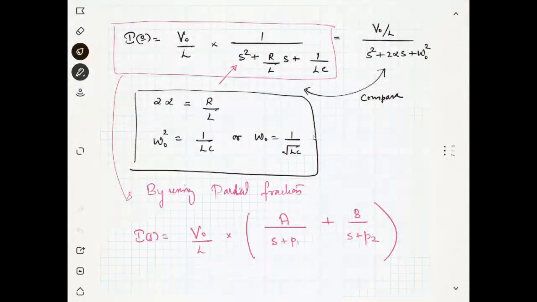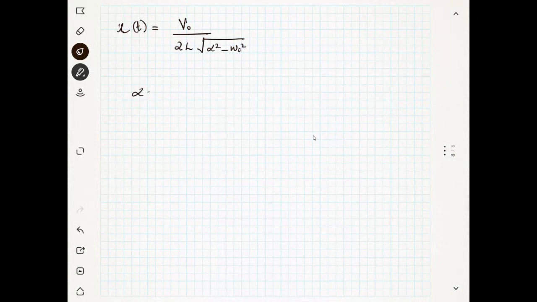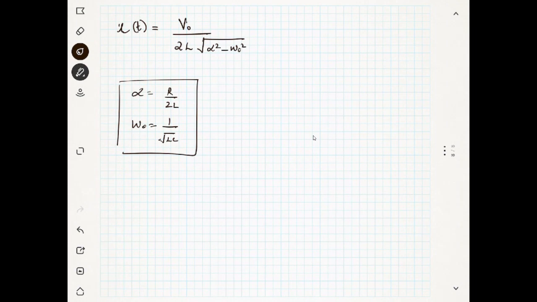And you should be very careful about what alpha is. Alpha is R by 2L. Okay, so you will get here alpha is equal to R by 2L, just writing here, and omega naught is equal to 1 by root of LC. So you will get an exponential, e power minus alpha t, into square root of, sorry, e power alpha t.